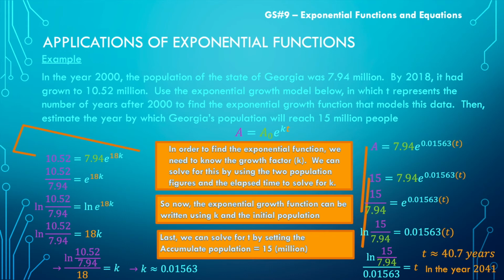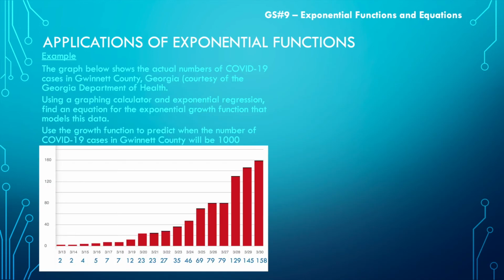We got one more example, and you knew that if I was doing exponential functions, I could not forget about our current situation, right? And I know this will date this video, but it's okay. Here is an example. Here's a graph that shows the actual numbers of COVID-19 cases in Gwinnett County, okay? And the dates where they were. Okay, so this is in the year 2020, and this is actual data pulled from the Georgia Department of Health.